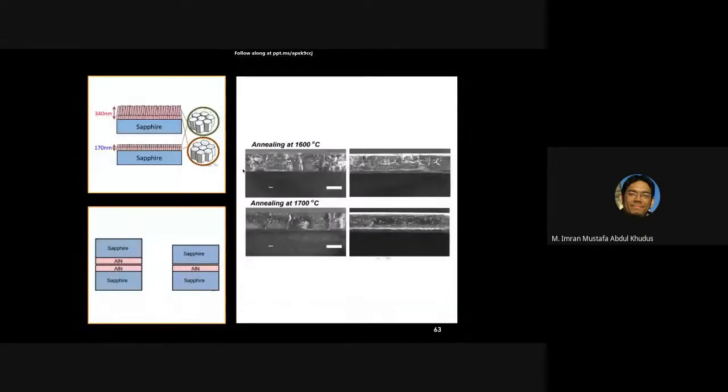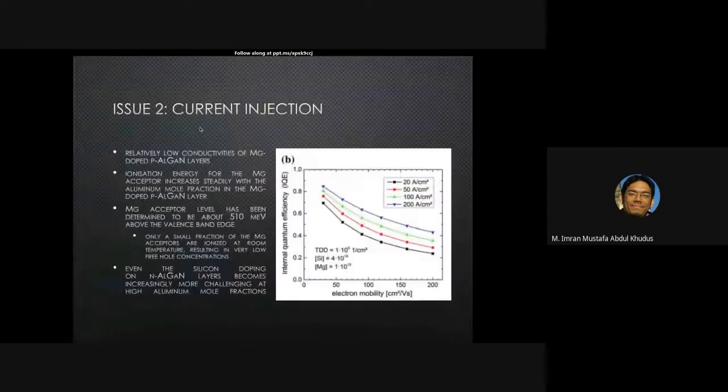So that's another way. Another method is to make aluminium nitride substrates. Those things tend to be astronomically expensive, so very few people are doing that, but there are some people working on that.